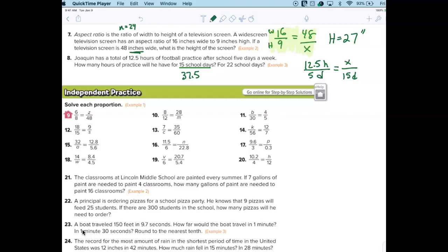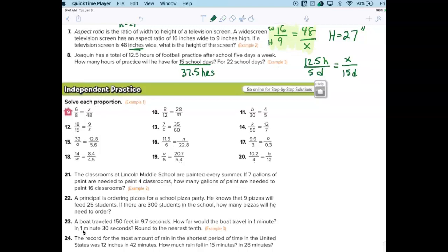Now, how do we know it was hours? Because I put the proportion properly. Notice on the top is an H for what? Hours. On the bottom is what? Days. Since we're looking for the top, we know it had to be 37.5 hours.